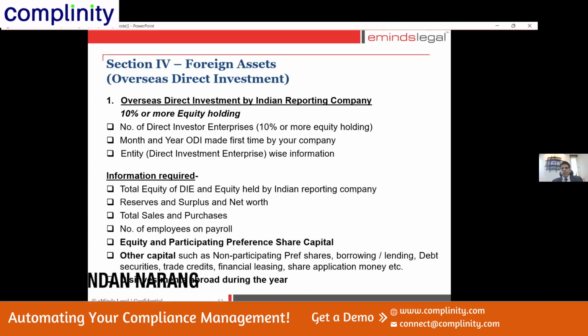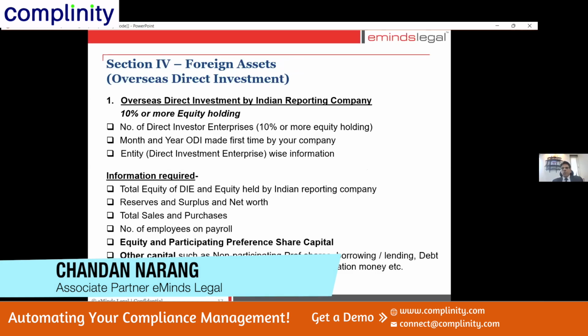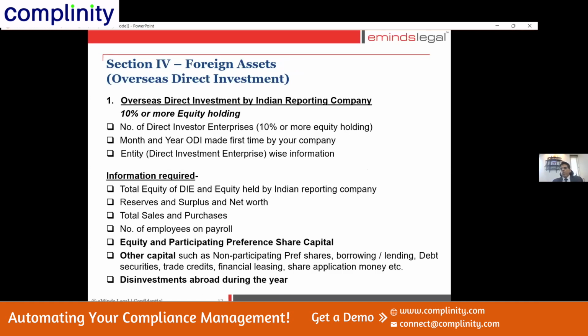Now moving to section 4, which is foreign assets. So foreign assets, just like we talked about foreign liabilities, this is about foreign assets. Like any company has made any overseas direct investment, we have to mention in section 4. So this is again divided on the basis of 10% or more equity holding or 10% or less equity holdings.